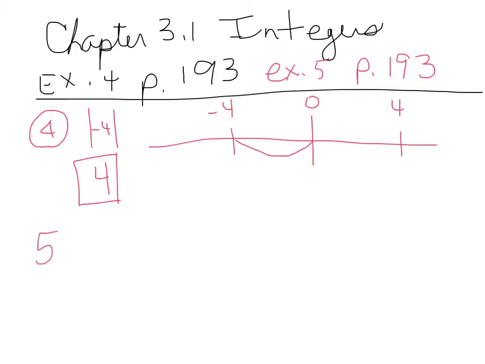And 5 is a little bit more complicated. It says the absolute value of negative 5 minus the absolute value of 2. So in this case, you know that the absolute value of negative 5, if we had this, it would be right here around. It would be the absolute value of negative 5 is 5.